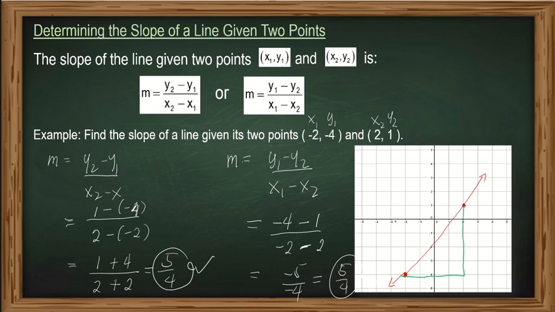Okay, o pwede namang dito, papunta dyan. Okay, rise is 1, 2, 3, 4, 5. Going down, it's negative. Then from this point going to the second point, we have 1, 2, 3, 4. Going to the left, it's negative. Then getting the ratio of the rise and the run, rise is negative 5, and our run is negative 4. So, negative divided by negative ay positive, so 5/4. Okay? We arrive at the same answer. Okay? I hope you understand it well.